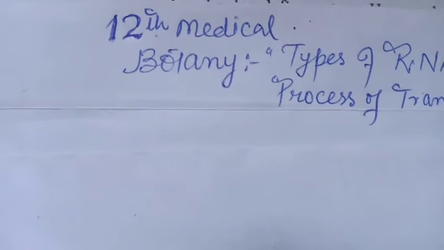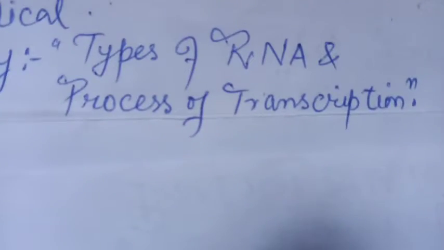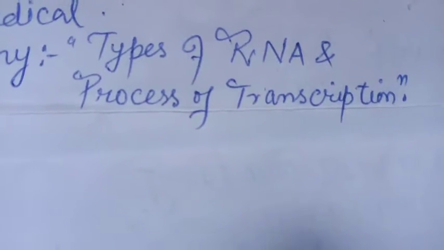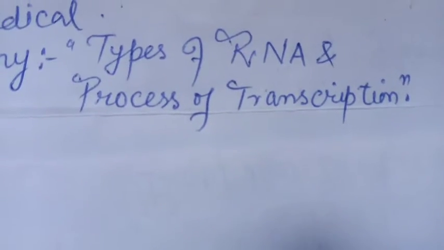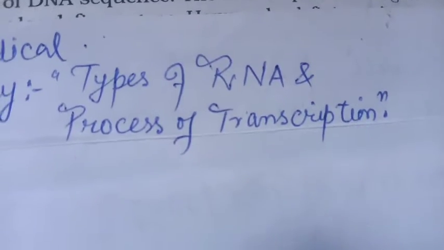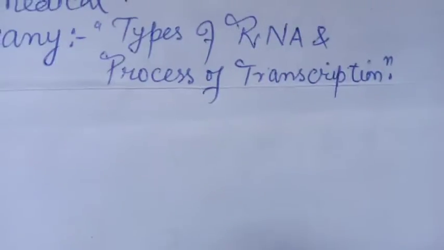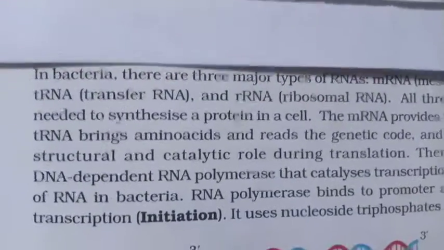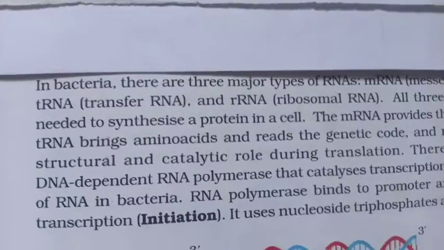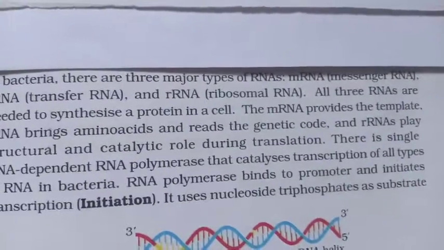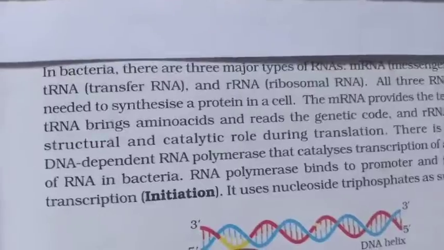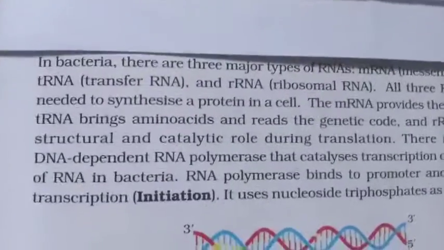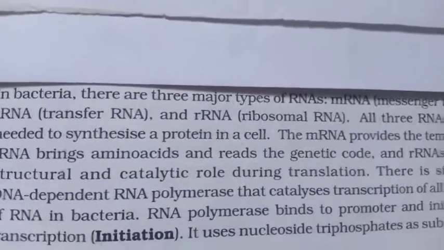Dear 12th class students, today we are going to discuss the types of RNA and the process of transcription. Firstly, we will take up transcription in bacteria and then in eukaryotes. In bacteria, there are three major types of RNAs: mRNA, that is the messenger RNA, tRNA, that is the transfer RNA, and rRNA, that is the ribosomal RNA.